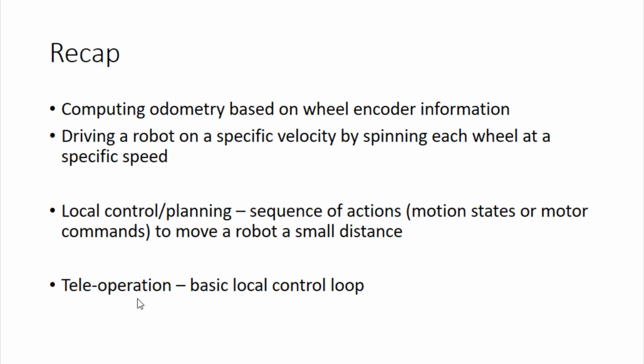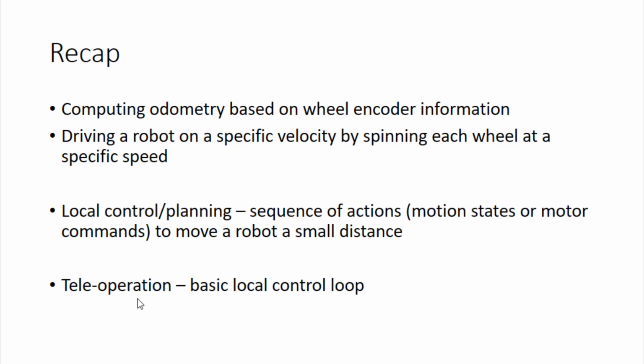So just to recap real quick, last time, we talked about computing odometry information based on wheel encoder information. You may recall that odometry information basically means the position and orientation of the robot, and wheel encoder information is the distance that each wheel has traveled. So by only knowing the distance that the left and right wheels have traveled, we can actually compute the robot's position and orientation as it moves.